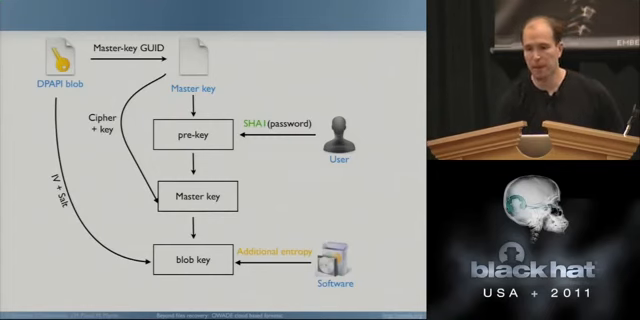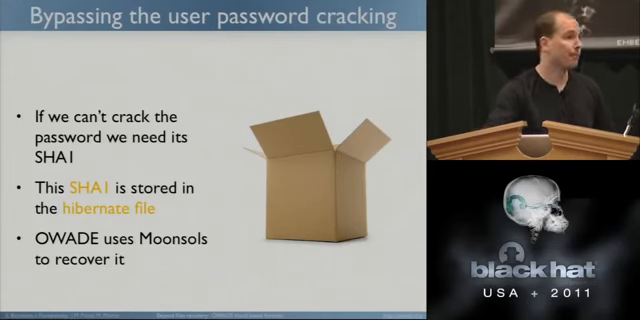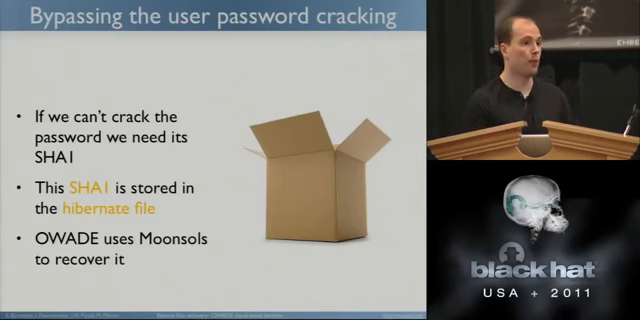So back to what I said before, what happens if we can't crack the Windows password? Well, as I said, we don't really need the password. All we need is the SHA-1 of the password. It turns out that if you have a laptop, it's stored in the Hibernate file. When you put your computer to sleep, the password is actually stored in the Hibernate file. And thanks to Matthieu Suiche's tool, MoonSols, you can actually look into the Hibernate file and extract the SHA-1 from it. We have a heuristic for that. And then we just use that. So we don't have your password, but we can still decrypt your Internet Explorer or your Safari content.